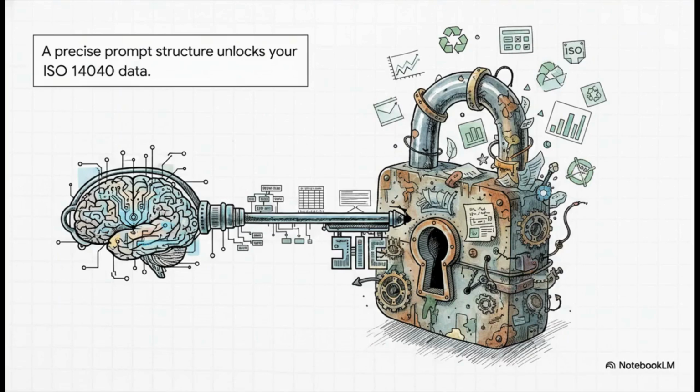So, the key takeaway is this. You need a very precise prompt structure. It's not about asking a simple question. It's about building a clear set of instructions that tells the AI exactly how to understand and categorize your factory's data, translating it into the official language of ISO 14040.